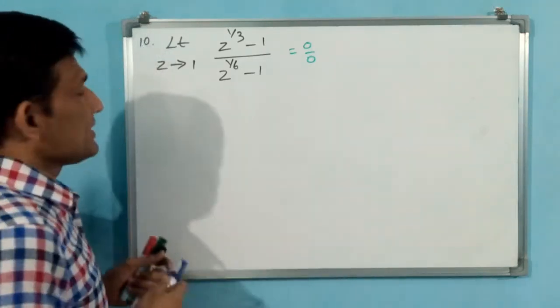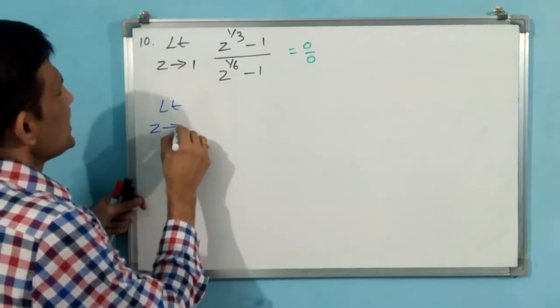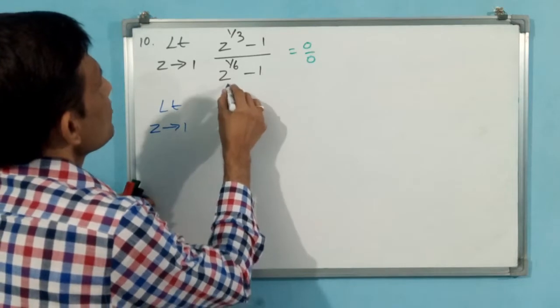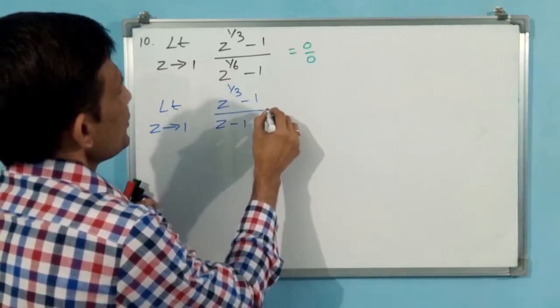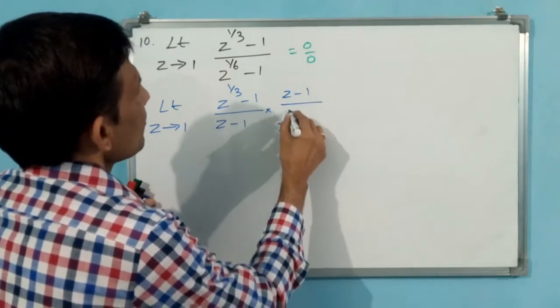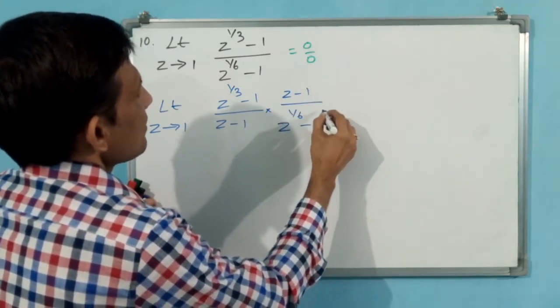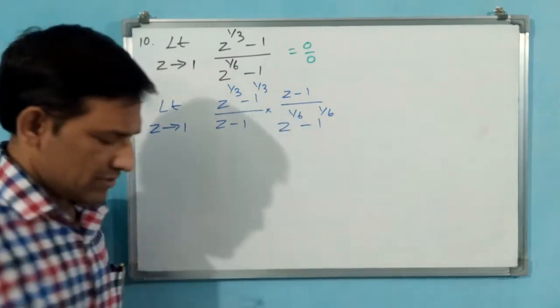I will write this like this. You tell me whether it is correct or not. Limit z tends to 1, (z to the power of 1/3 minus 1)/(z minus 1) into (z minus 1)/(z to the power of 1/6 minus 1 power 1/6). Here also 1 by 3. Is it correct? First you see.